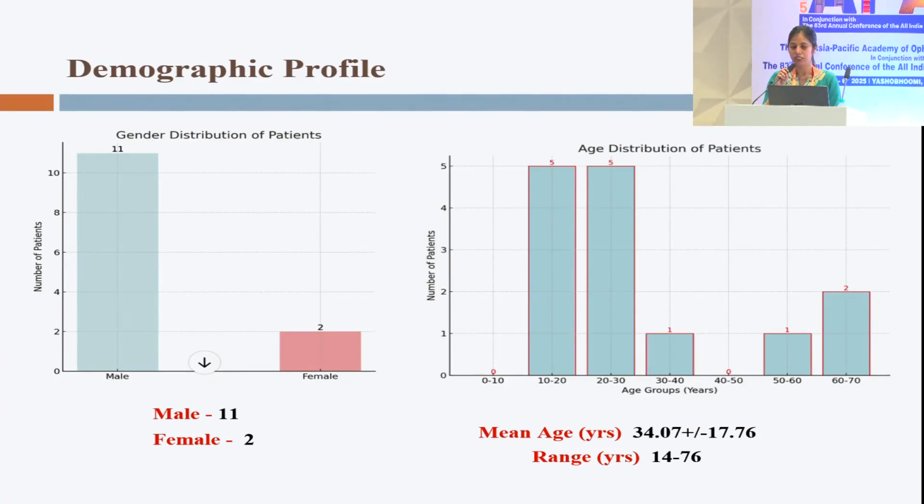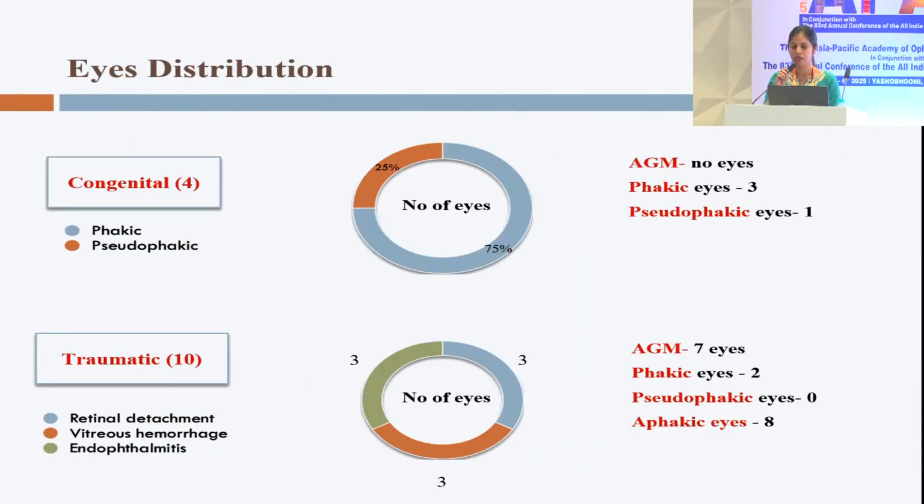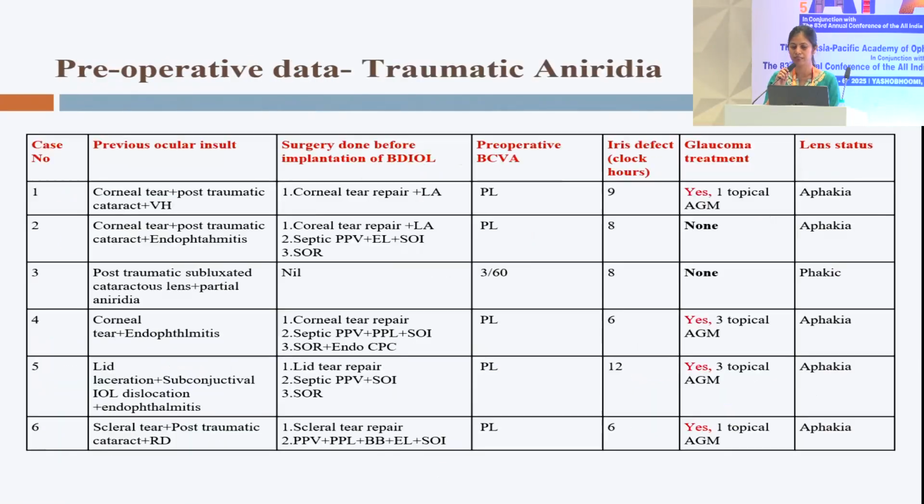Out of the 13 patients, 2 were female and 11 were male. The age ranged from a minimum of 14 years to 76 years. 4 eyes belonged to the congenital group and 10 to the traumatic group. Among the traumatic group, a few patients had retinal detachment, vitreous hemorrhage, endophthalmitis and retained intraocular foreign body at the time of presentation. The successive table will show the preoperative data for these eyes.